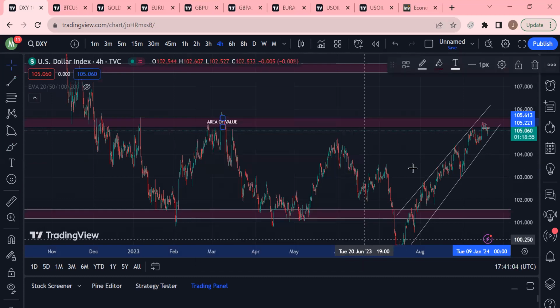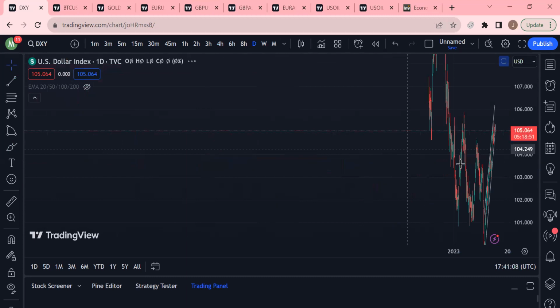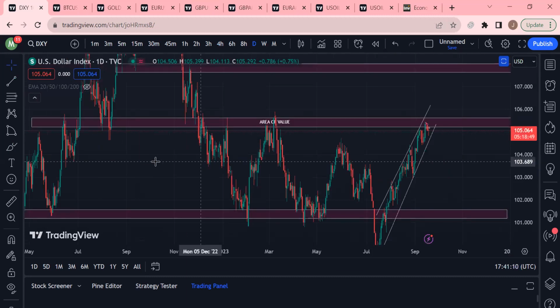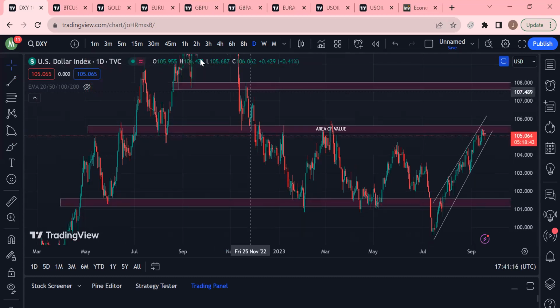So this point is very, very important in this journey, as you can see, because when we went to the daily, you can see that anywhere your previous support and resistance meet, are you getting it? I call them an area of value. So I will be reversing from here. We're about to find out.